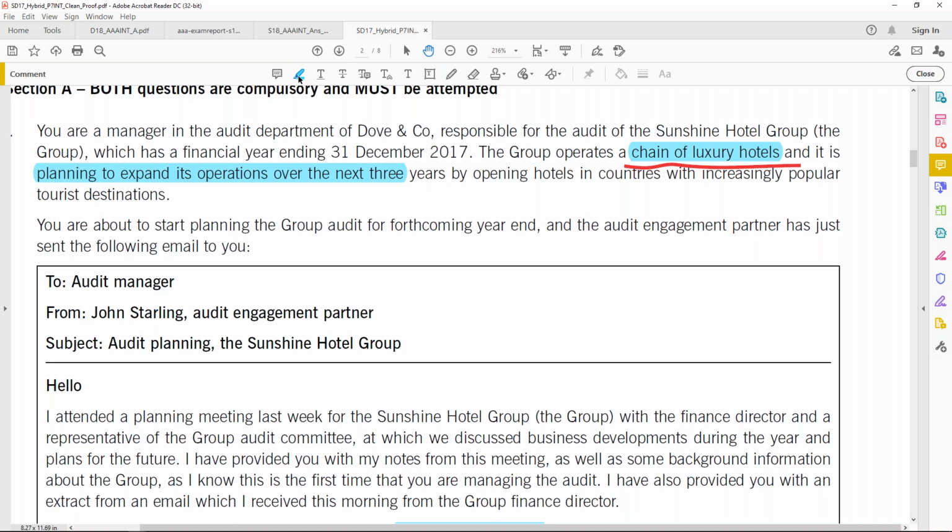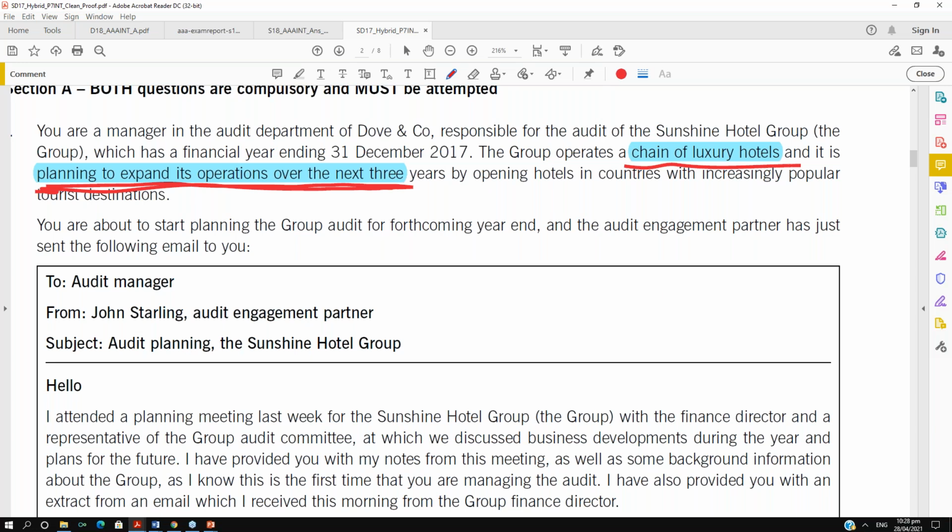What if the examiner develops the point of a chain of luxury hotels later in the case study? Then that will become a very good risk. Or if the examiner develops the point of planning to expand its operation over the next 3 years later, that will become a very good point. But I should just hold these points and write them later if I get a good explanation from the examiner. If I write them early, they will become hypothetical. So just hold the points, chain of luxury hotels and planning to expand operations over the next 3 years, unless and until the examiner explains these points later in the case study.